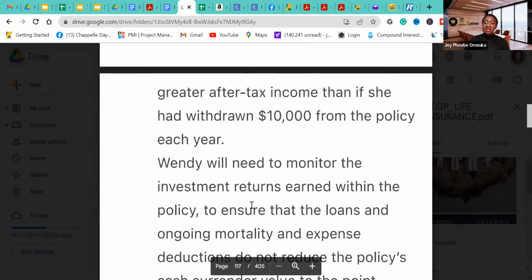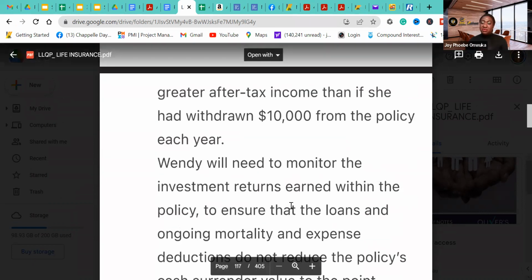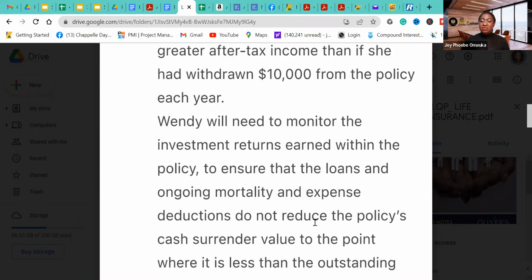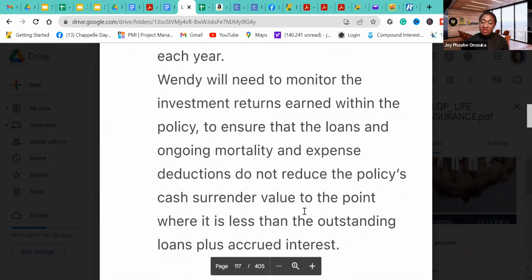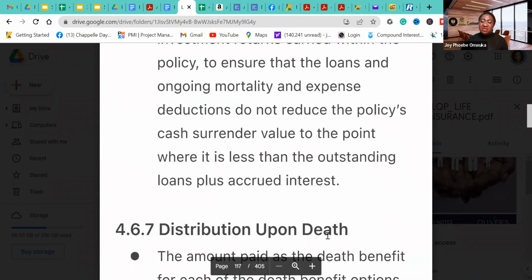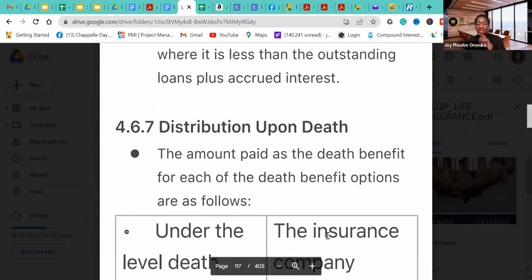So she will need to monitor the investment returns within the policy to ensure that the loan and the ongoing mortality and expense deductions do not reduce the policy's cash surrender value to the point where it's less than the outstanding loan plus accrued interest. All right? Distribution of death.